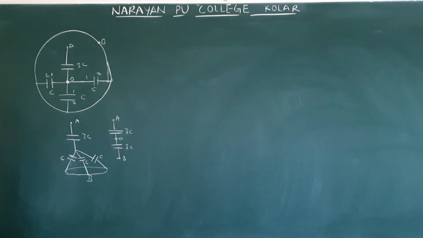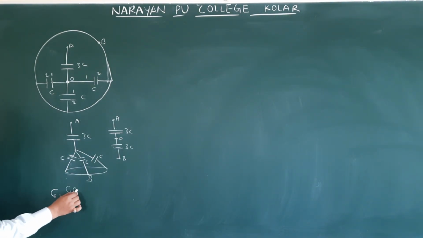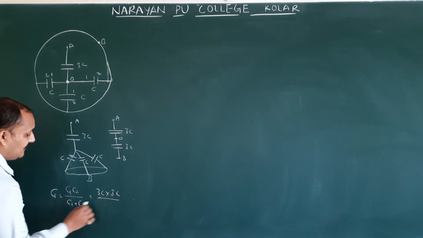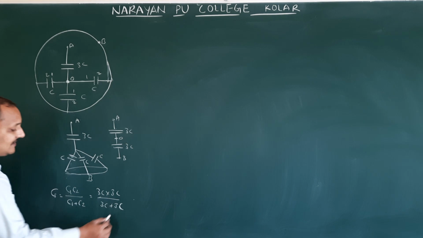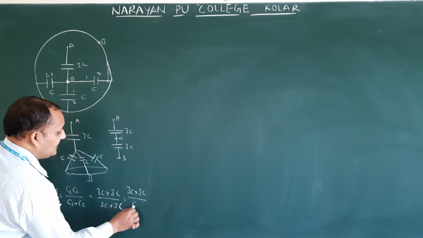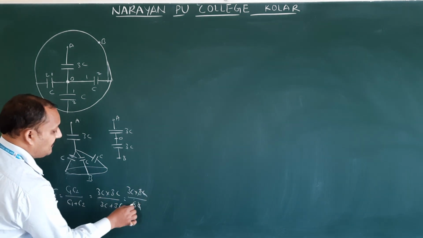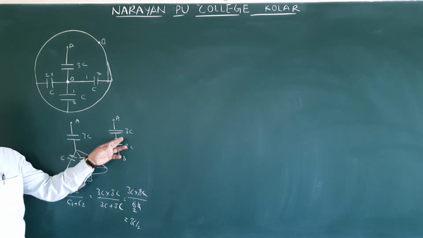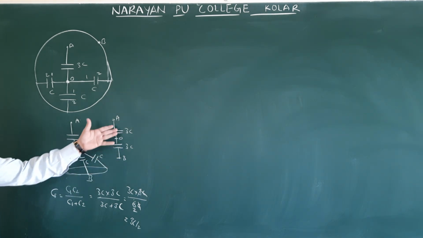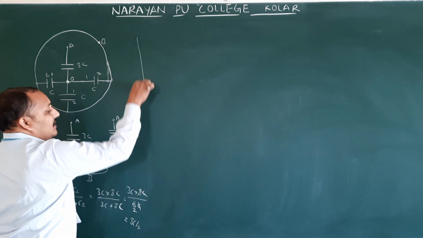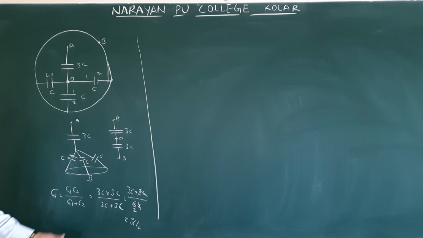Now these two are in series. Series means what is the formula? C is equal to C1 C2 by C1 plus C2, or 1 by C1 plus 1 by C2. Therefore 3C into 3C by 3C plus 3C, so 6C. How much will you get? 3C by 2. Already I gave you yesterday: two capacitors equal, C and C in series, means C by 2. Here 3C in series, therefore 3C by 2. Like that also you can solve. This is the homework question we gave you. Okay, this is a simple one.